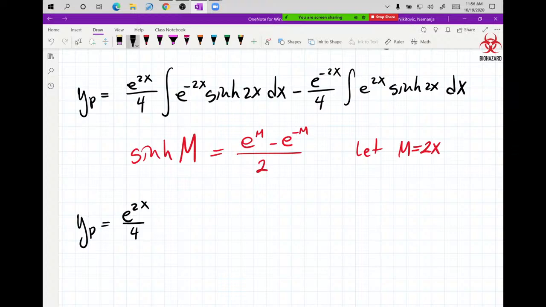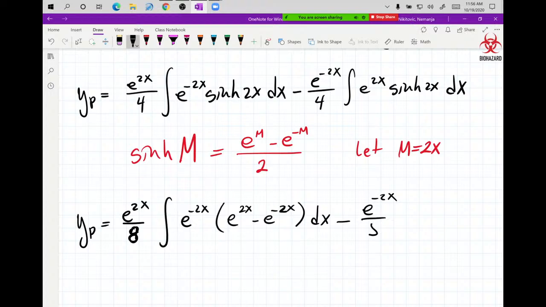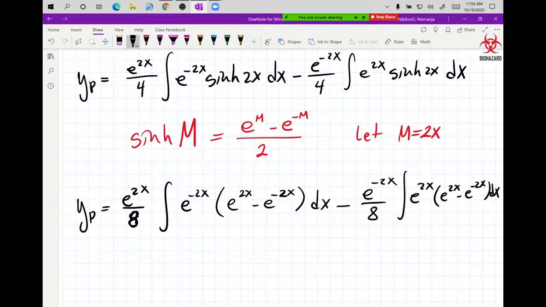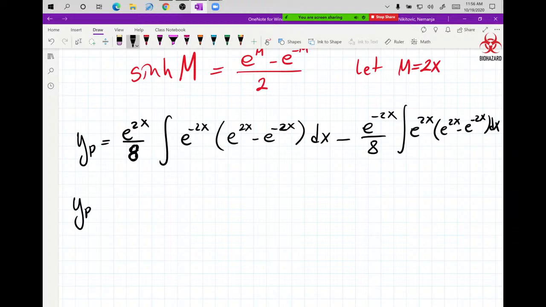E to the 2x over 4, integral of e to the negative 2x. Oh, the half, sorry. The half goes out as an 8. So e to the 2x times e to the 2x minus e to the minus 2x dx, and then minus e to the minus 2x over 8, and then the same integral, e to the 2x minus e to the minus 2x dx. Hyperbolic functions are an absolute blessing to work with.